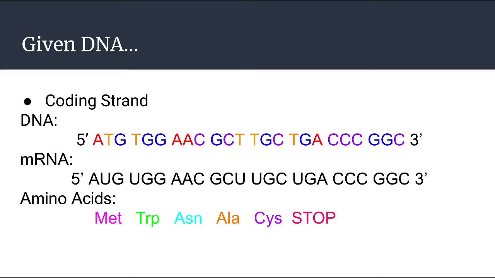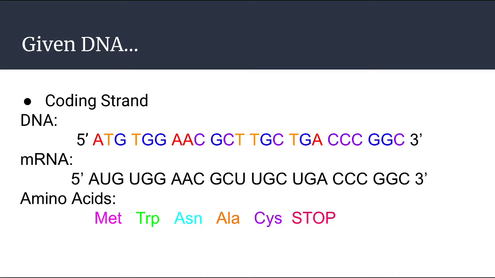Every piece of DNA has a coding strand and a template strand. The template strand will tell which complementary bases should be used, yet this is the coding strand. It will give the same sequence of bases in the mRNA, with the exception that all thymines will become uracils as it is RNA. The mRNA made from this DNA would read AUG, UGG, AAC, GCU, UGC, UGA, CCC, GGC, from 5' to 3', coding for the amino acids MET, TRP, ASN, ALA, CYS, stop, leaving the last 2 codons to not be a part of the amino acid sequence.